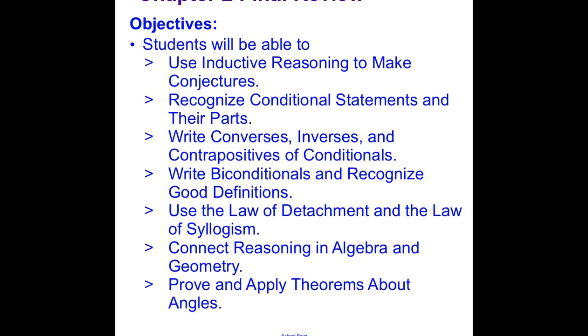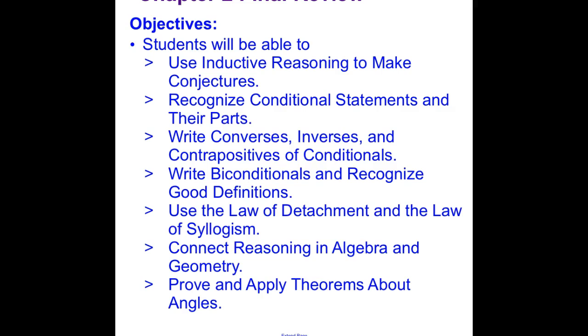We talked about using inductive reasoning to make conjectures, recognizing conditional statements and their parts. Those are your if-then statements, your hypothesis and conclusion. We wrote converses, inverses, and contrapositives. We wrote biconditionals, and we used those to help us recognize when we have a good definition. We used the law of detachment and the law of syllogism. We connected reasoning and algebra and geometry, so we did those algebraic proofs. And then eventually we proved and applied theorems about angles.